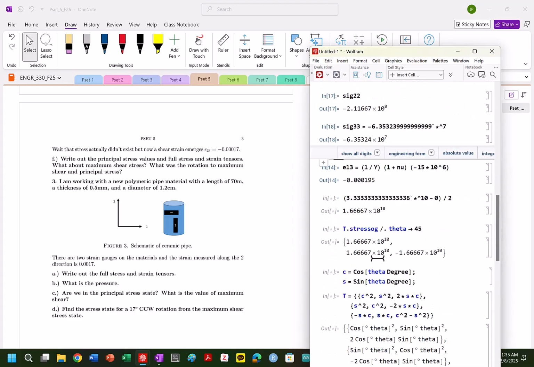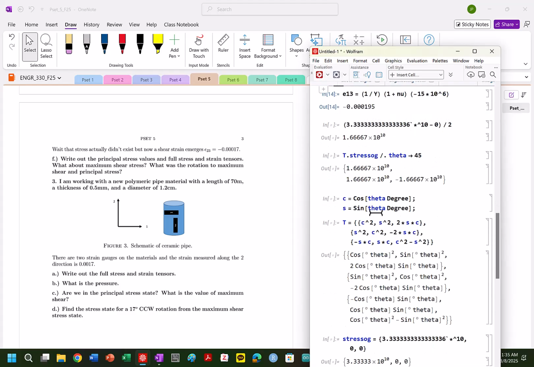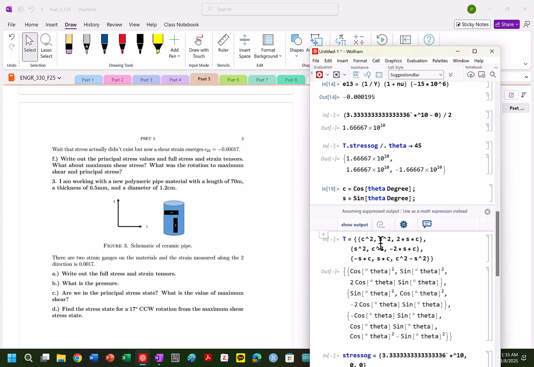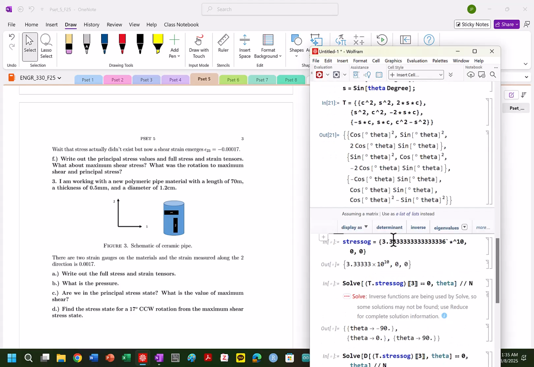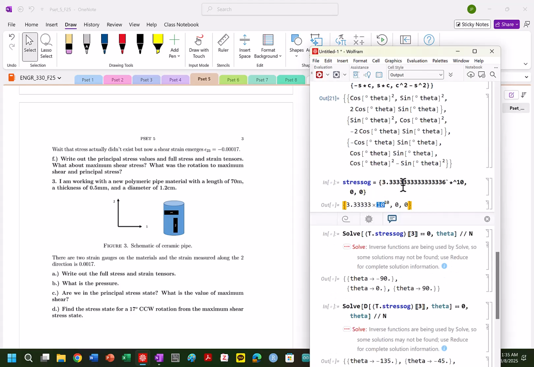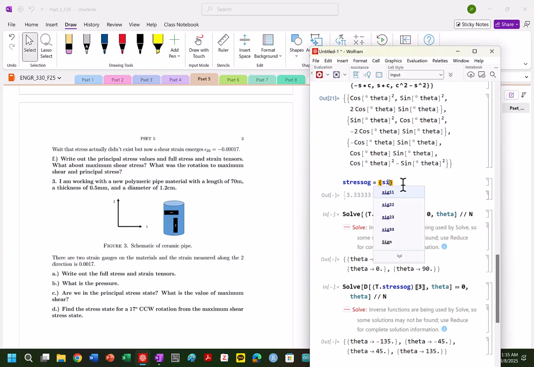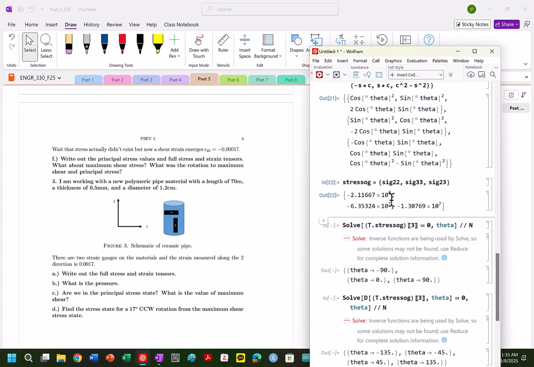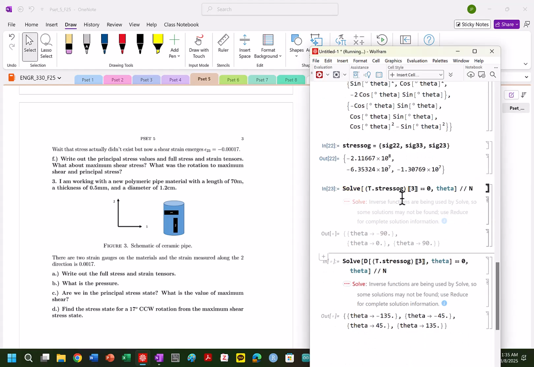So now I can actually set up my stress OG. Now we're in a plane stress state, but we are not in a principal stress state. So my stress OG is going to be sig 2 2, sig 3 3, normal, normal, and then shear. So what's the rotation to get to principal stress state?